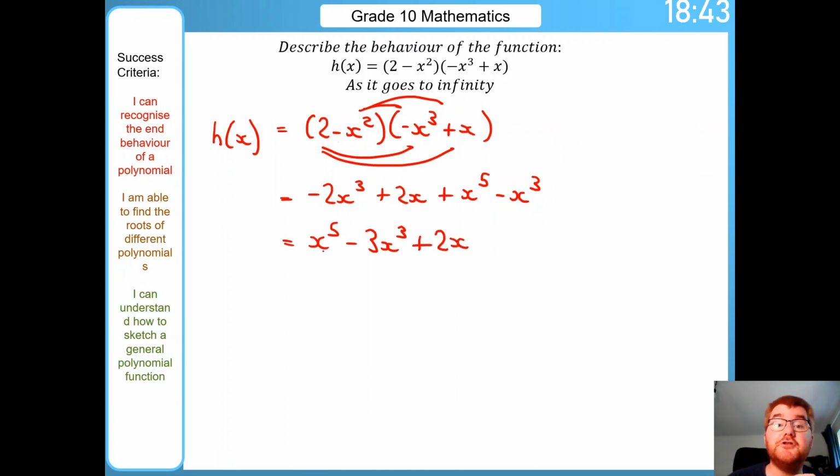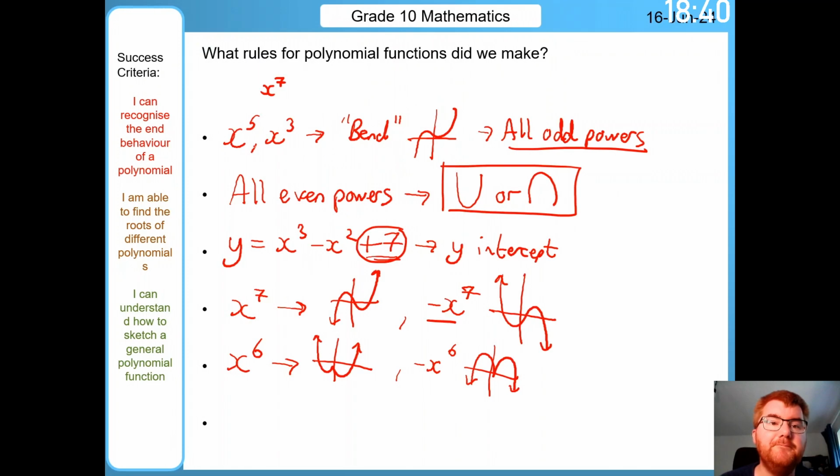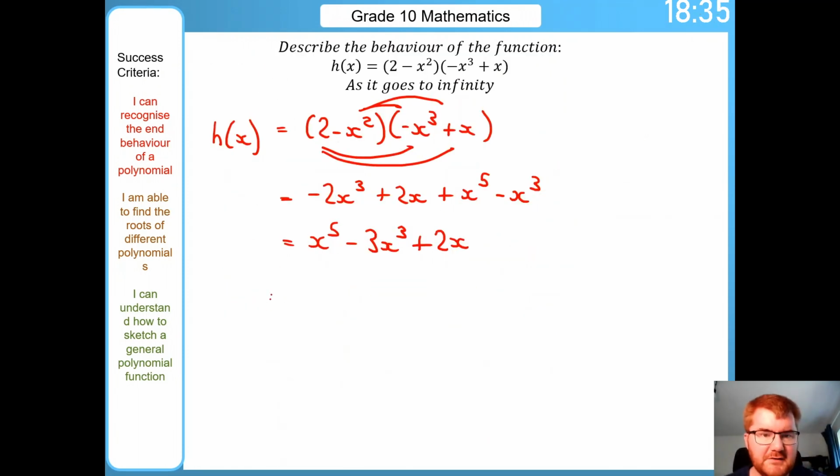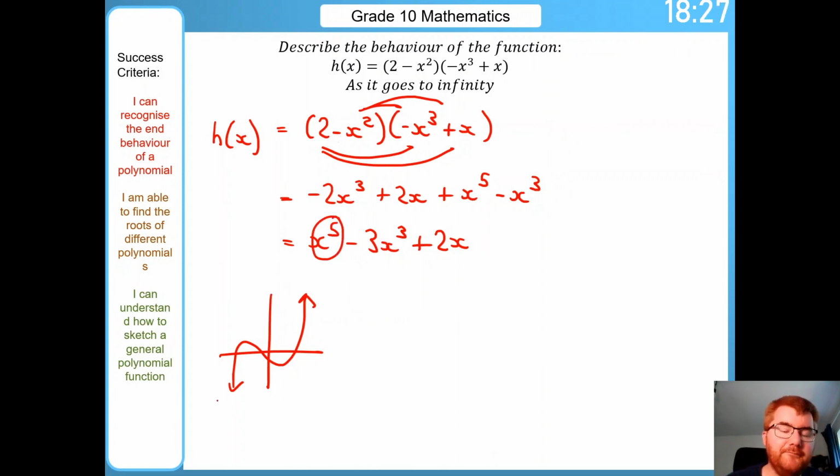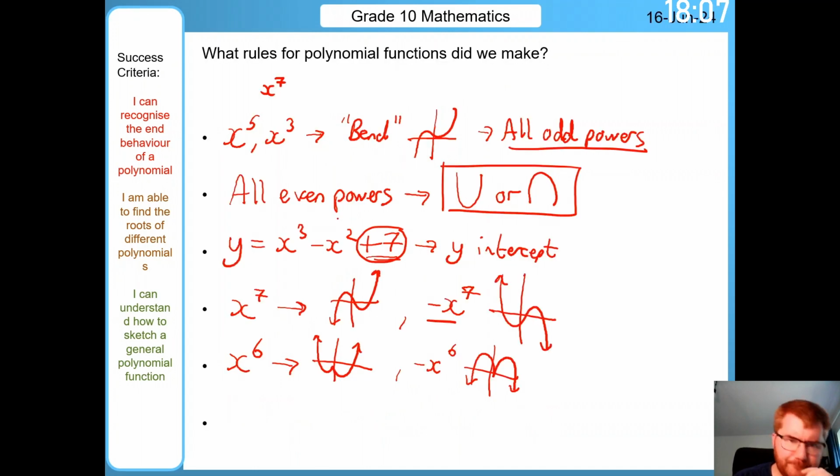So the behavior of the function, if we use our rules on this slide here, we have a positive, so it has some kind of bend. So the function is going to look something like this, because we have an odd power here, x to the power of 5. So here on the left, it goes to negative infinity, and on the right, it goes to plus infinity. We only care for a polynomial about the highest degree of that polynomial, the highest number. That is what actually affects the shape of the graph.